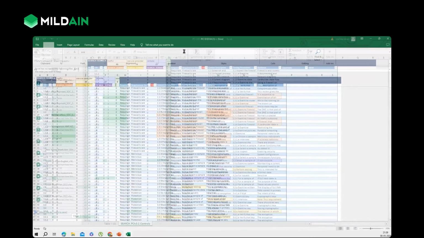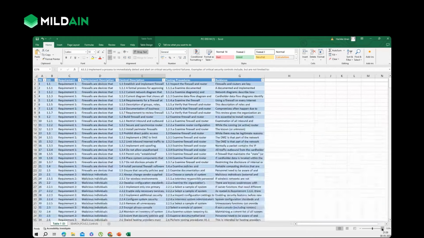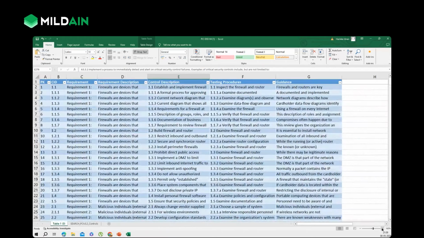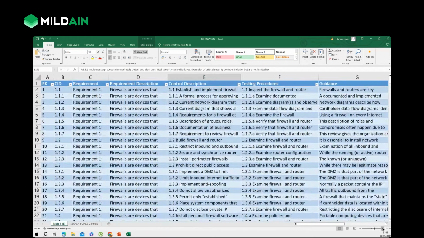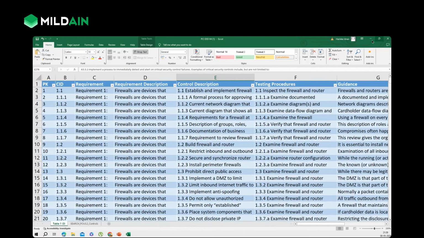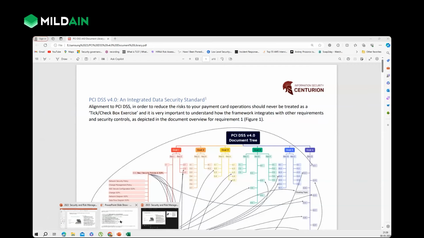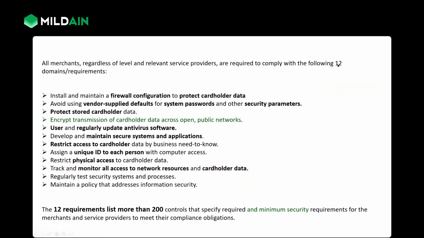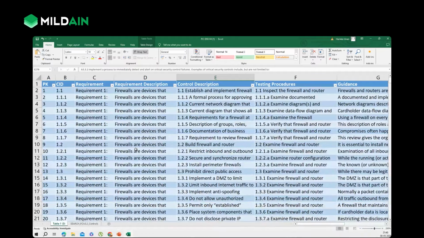This is how it looks like. So we were talking about 12 types of requirements, right? There is that PowerPoint. You see this, all merchants, regardless of level, and relevant service providers are required to comply with the following 12 domains and requirements. Okay. So with these 12 requirements, we'll be having a list of information, domain 8, domain 9, domain 12.